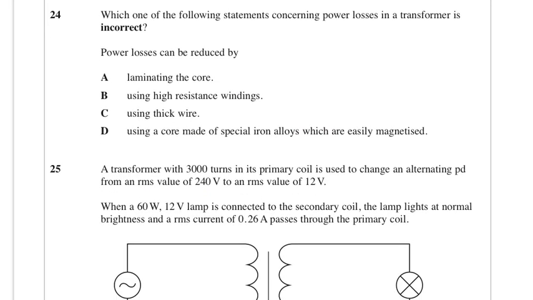Which one of the following statements concerning power losses in a transformer is incorrect? So laminating the core reduces eddy currents, so that is a source to reduce loss. High resistance windings would be very bad because you're wasting a lot of energy, so that one is incorrect. Using a thick wire reduces the resistance, so that was good. Using a core made of special iron alloys which are easily magnetized is a good thing, so it will be answer B here.